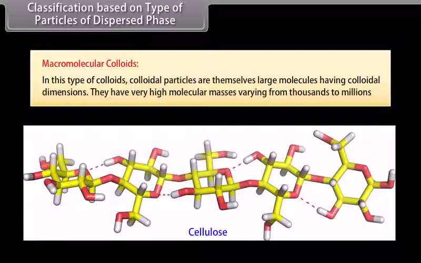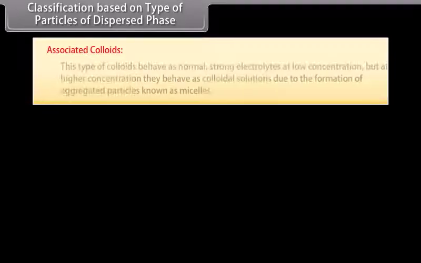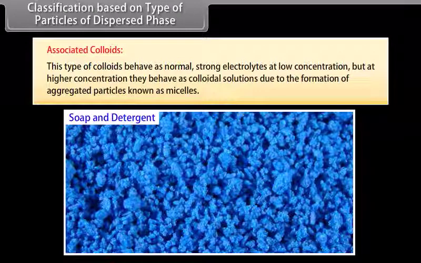Macromolecular colloids. In this type of colloids, colloidal particles are themselves large molecules having colloidal dimensions. They have very high molecular masses, varying from thousands to millions. For example, proteins, cellulose, nylon, and plastic. Associated colloids. This type of colloids behave as normal strong electrolytes at low concentration, but at higher concentration, they behave as colloidal solutions due to the formation of aggregated particles known as micelles. For example, soaps and detergents.